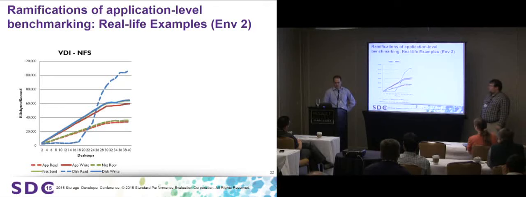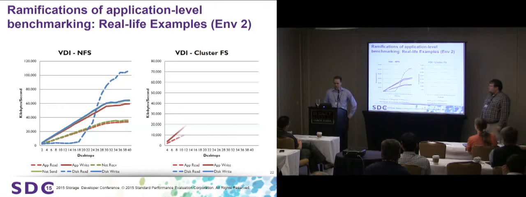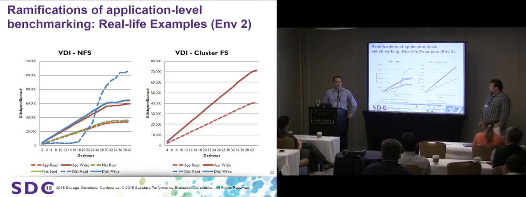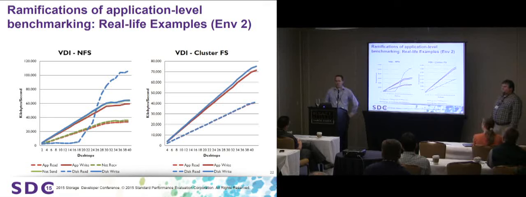Then as the load increases and the caches are broken, it has to be serviced from disk. But we see this really strange amplification whereby at the last load point the backend disk is doing three times the read data rate of the application. And that was not expected. When we run the exact same test on the clustered file system, we get pretty much exact agreement between the application and the disk. So this is clearly something to do with NFS, which I'll go into more detail on a little later.